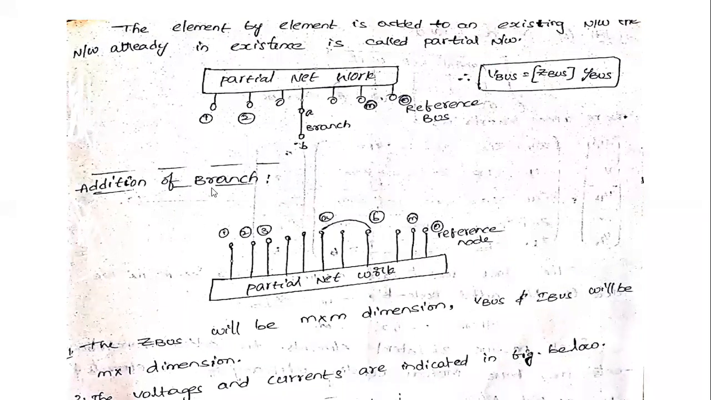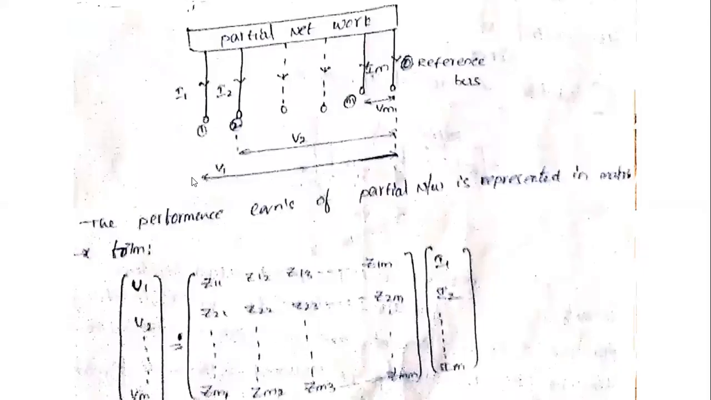Next, addition of a branch. How will we add the branch? This is the partial network with nodes 1, 2, 3 and so on up to M, and 0 as the reference node. The Z bus will be of maximum dimension, and V bus and I bus will also be of maximum dimension. The voltages and currents are indicated like this: the first bus, second bus, and so on up to the M bus, with currents I1, I2, and so on up to IM, and this is the reference bus.